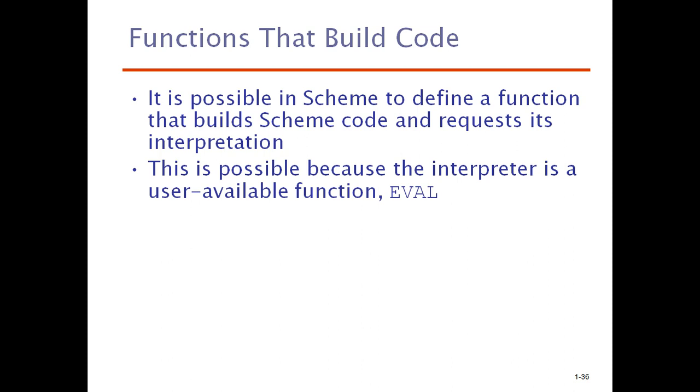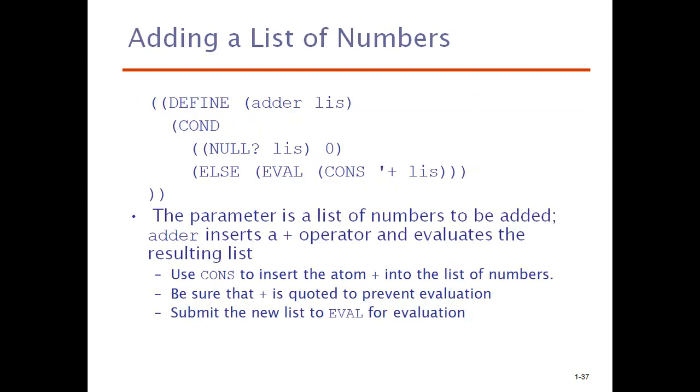Adding a list of numbers, that means you have been provided with a list of elements. You are supposed to sum up all the elements. Now, as usual, define adder list. Condition: if the list is null, then return 0, else eval, that means evaluation, of cons plus, that means you are going to add this plus with the list.